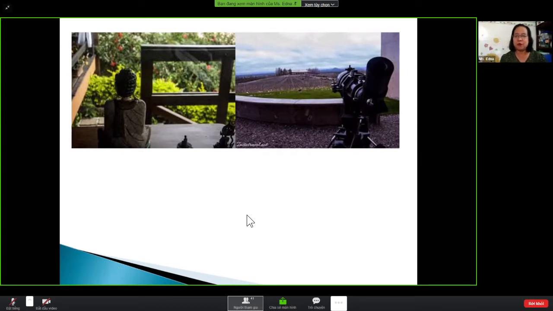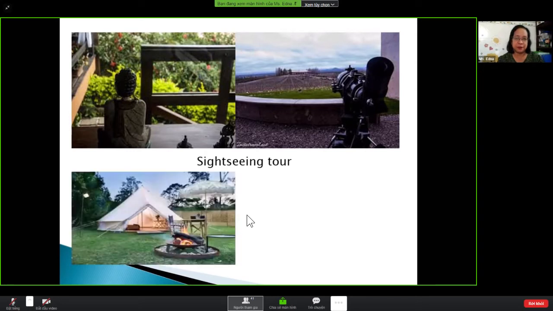Any idea about what kind of holiday is this? Where you only look around and take photo? You're so relaxed. What kind of holiday? No idea? All right, this is a sightseeing tour, where you just look around and take pictures of beautiful places. All right, next kind of holiday would be easier for you.